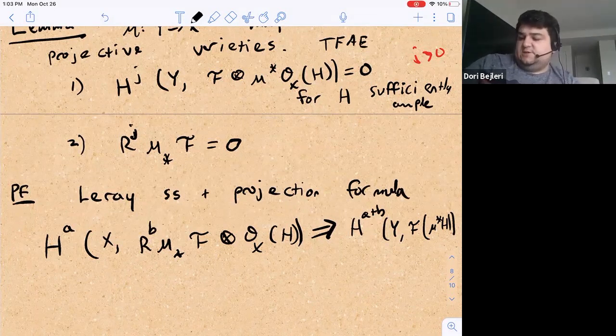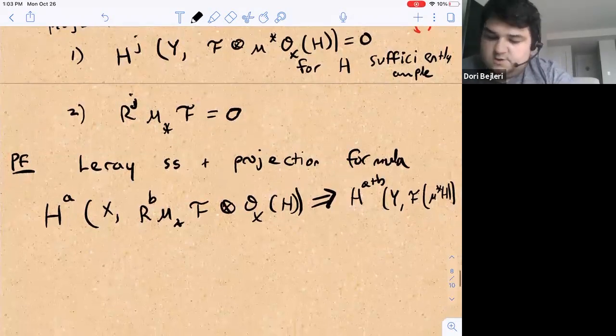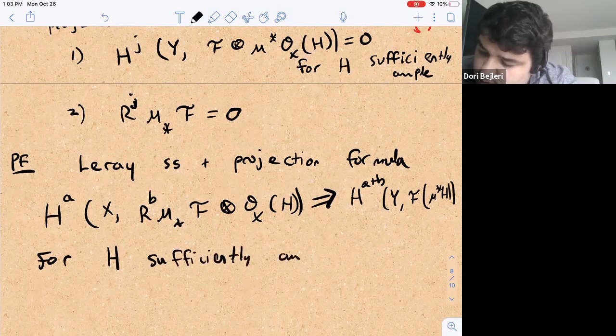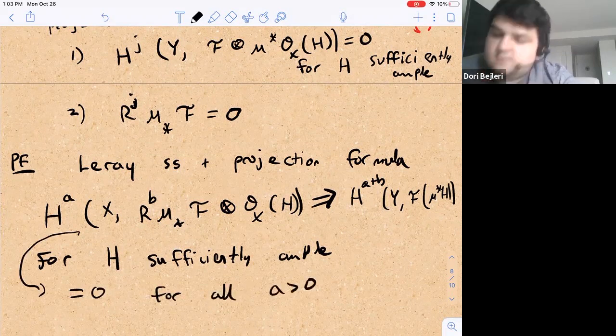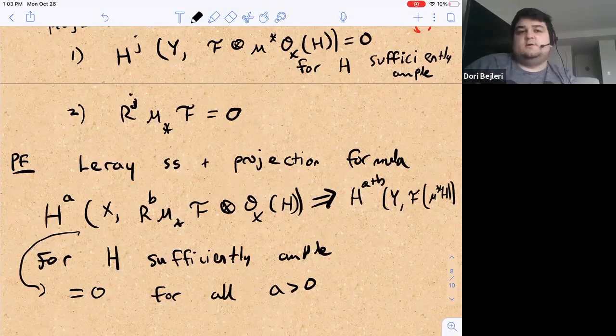The projection formula just tells you that R^B mu lower star of the whole F tensor mu upper star term is the same as R^B mu lower star of F tensor O_X of H, and that's because this O_X of H is a line bundle. Okay, so now for H sufficiently ample, we have that this term equals 0 for all A greater than 0 by Serre vanishing. Because this R^B mu lower star F is fixed, if I make H ample enough, then all the higher cohomologies of that will vanish.